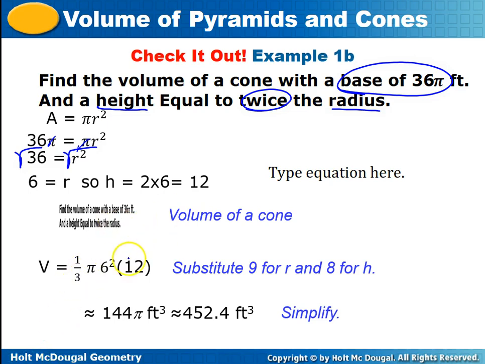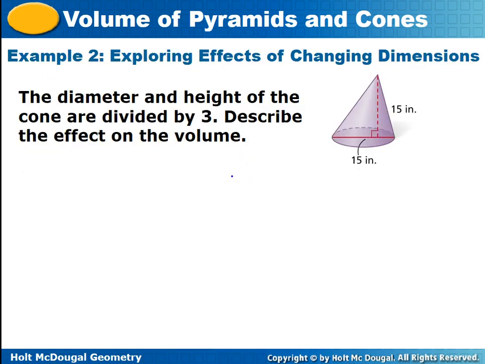Then all we have to do is plug those two values back in. So when we do that, we get 6 squared times 12 divided by 3. That's 144 pi feet cubed. And when we multiply this 144 by pi, we get 452.4 feet cubed. Again, these are the harder problems when we have to find r to be able to find the height.